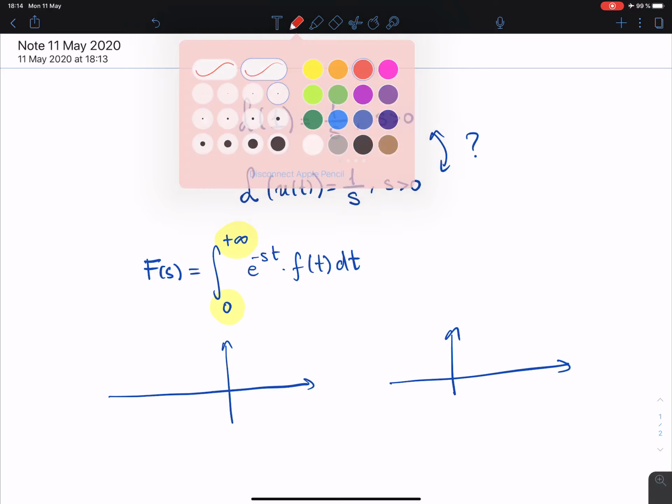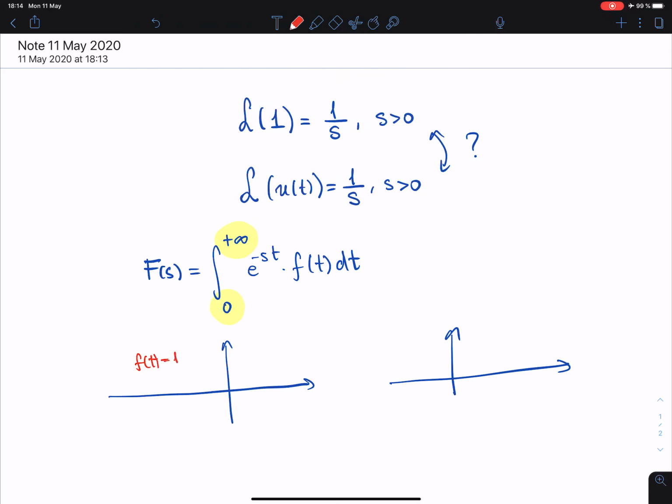And that's what's happening here, because when f(t) is equal to 1, I have a function that is always equal to 1. And when f(t) is the function u(t), I have a function that is 0 here, and then at the origin switches to 1. It remains 1 forever. So the values of the constant function 1 and the step function are exactly the same from 0 to infinity. And those are the only values used to compute the Laplace transform.